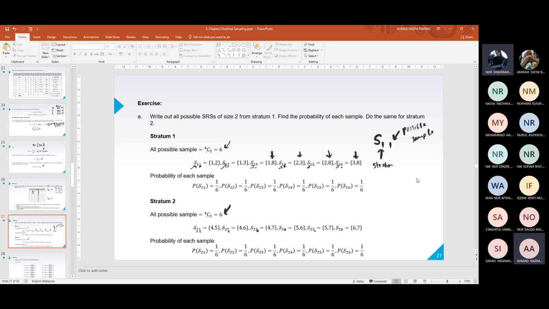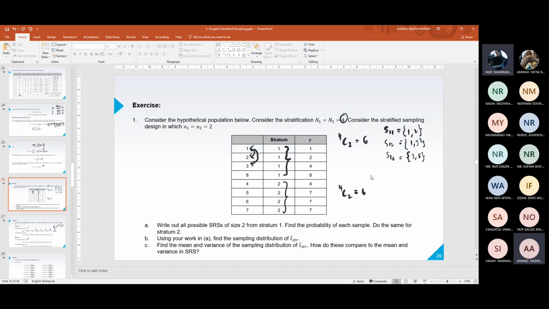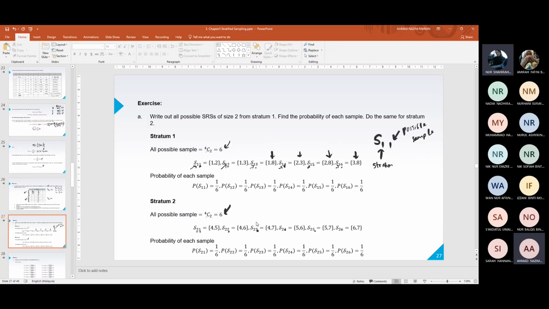Okay, up to there only. But why? Because we want to list down the possible samples for stratum number 1 only. Here is stratum number 2, which we do not take into account. Okay, stratum number 1 only. This is stratum 1. This is stratum 2. Repeat the same for stratum number 2. Once you repeat, you will get these values: 4, 5, 4, 6, 4, 7, 5, 6, 5, 7, and 6, 7.